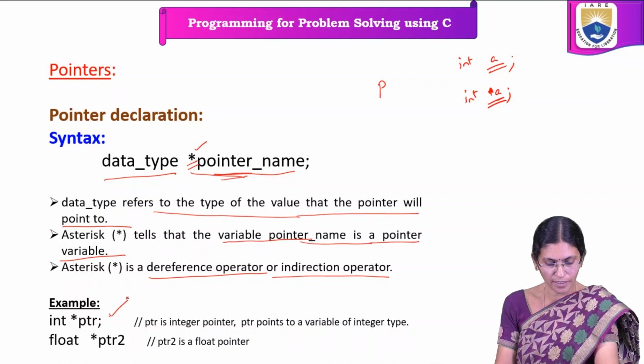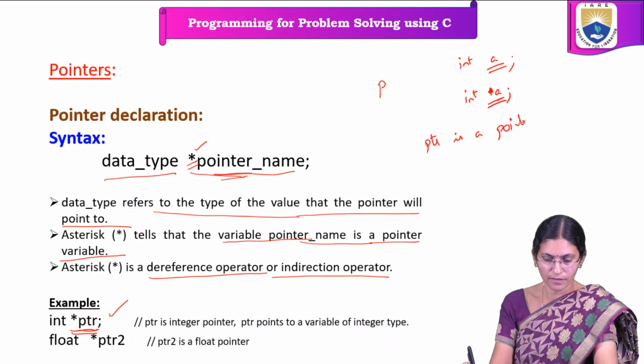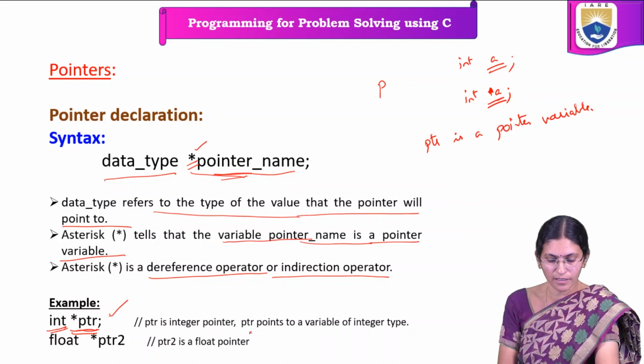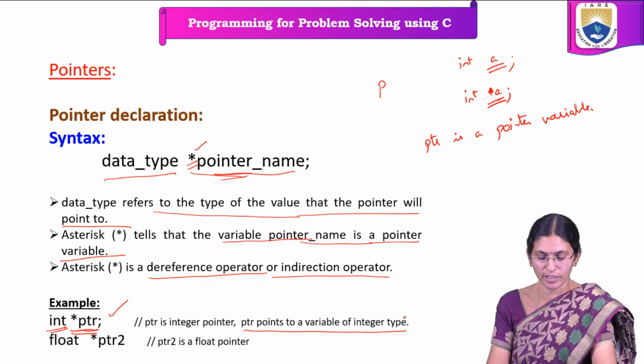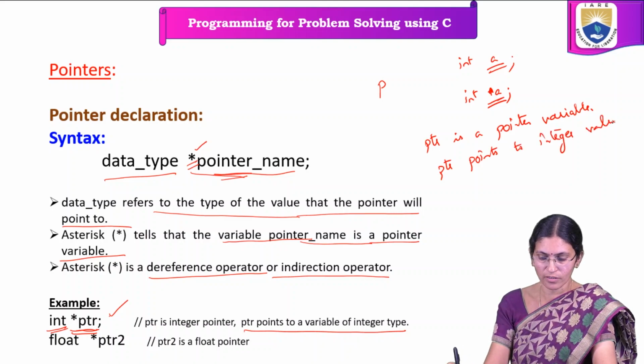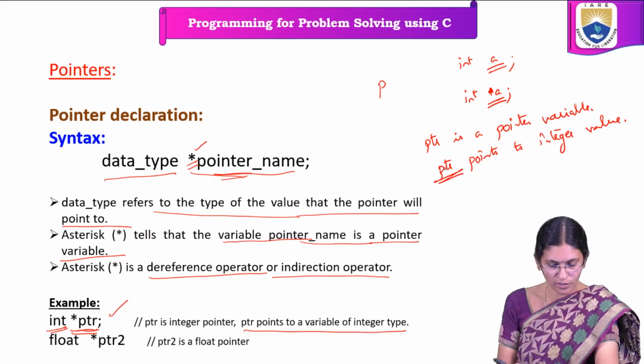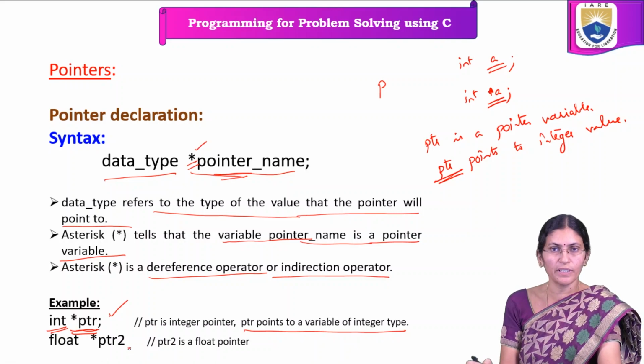int star ptr. Here the name of the pointer is ptr. So we can say that ptr is a pointer variable, and here the data type is int. So int means that ptr points to a variable of integer type, or you can say that ptr points to an integer value. That means it stores the address of an integer value. Another example we'll see, float star ptr2.